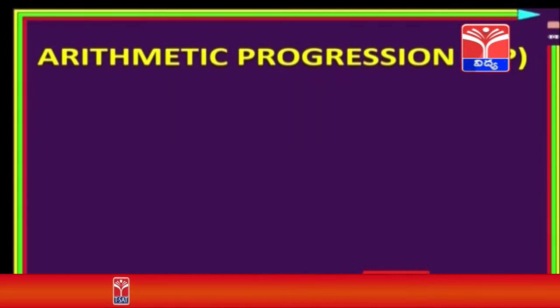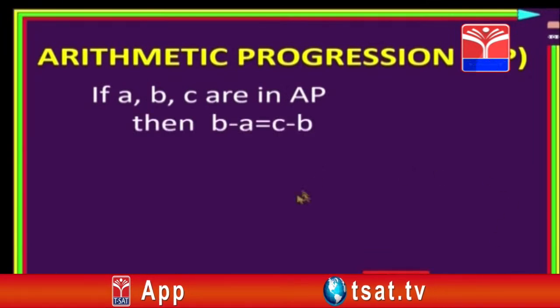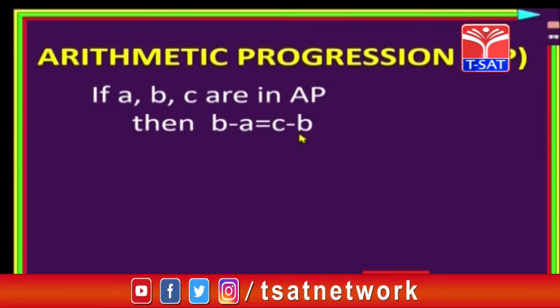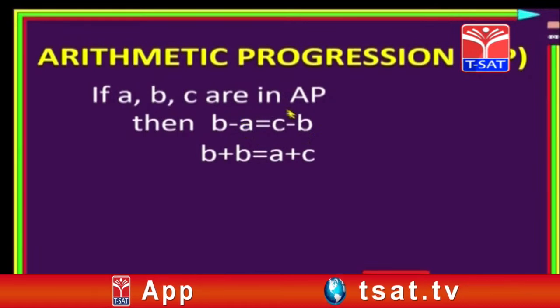This is the general form. What is the relation between a, b, c? If a, b, c are in AP, then what is the common difference? The second term minus first term, that is b minus a, is equal to third term minus second term, that is c minus b. So rearrange the terms, then minus b we bring to the left hand side and minus a to the right hand side.